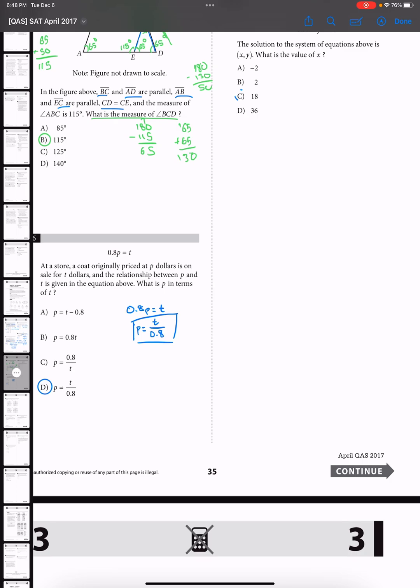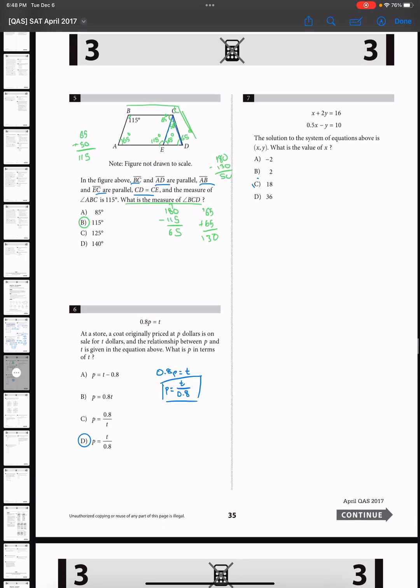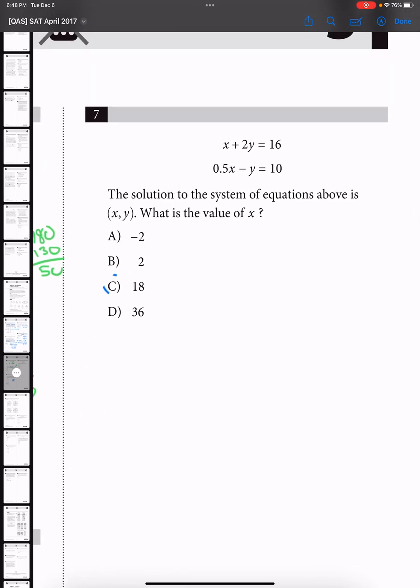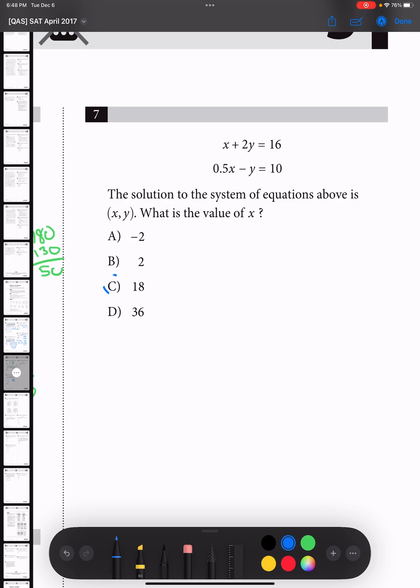Number 7. The solution to the system of equations above is (x, y). What is the value of x? So x plus 2y is equal to 16. And because it's half x minus y equal to 10, I'm going to do x plus 2y equal to 16.